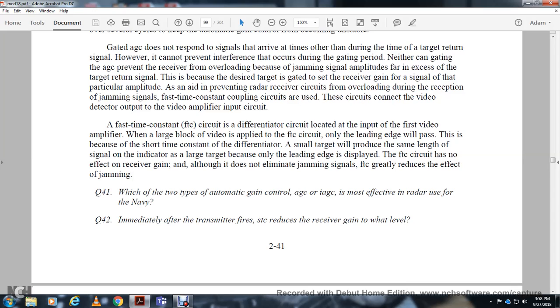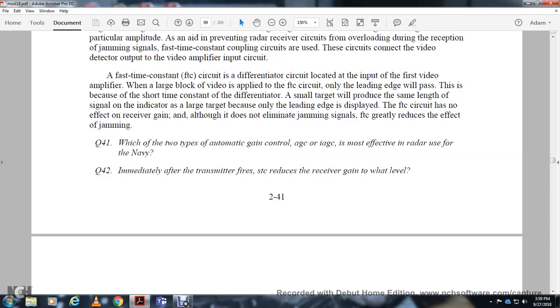This is because, with the short time constant of the differentiator, a small target will produce the same length signal as a large target. Because only one edge of the display is affected, the fast time constant circuit has no effect on the receiver gain, although it does not eliminate the jamming signal. The fast time constant greatly reduces the effect of the jamming.